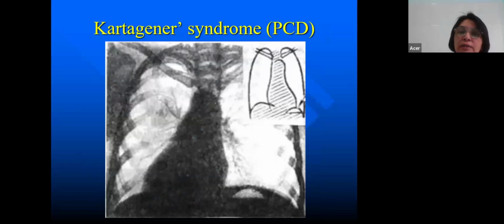Next, Kartagener syndrome. Kartagener syndrome, a genetic disease, is characterized by inverse location of internal organs, chronic bronchitis, and chronic sinusitis. On this X-ray, you can see dextrocardia and signs of chronic bronchitis.